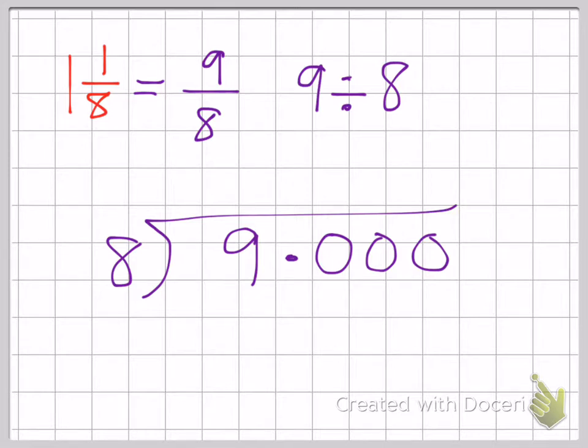How many 8s in 9? There's 1, remainder 1. My 1's going to go in front of the following 0. How many 8s in 10? It's 1, remainder 2. How many 8s in 20? Well, 16 would be the closest I could get, which is 2 lots of 8s, and I'd have 4 left over. How many 8s in 40? I get 5. So my answer would be 1.125.